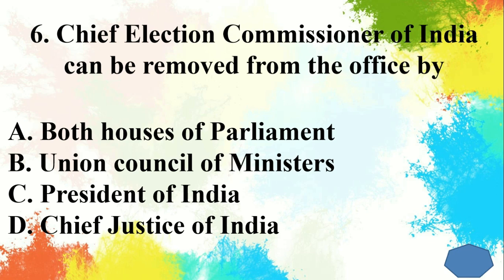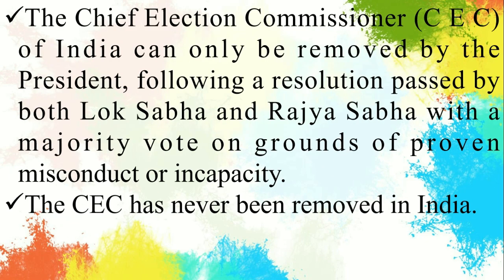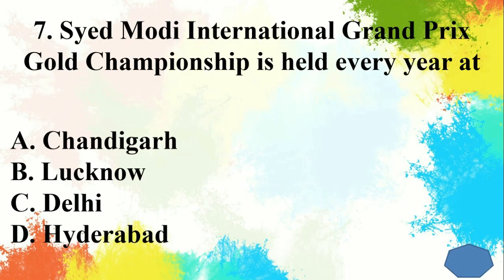Question 6. Chief Election Commissioner of India can be removed from the office. Answer: both A and B. The Chief Election Commissioner, CEC, of India can only be removed by the President, following a resolution passed by both Lok Sabha and Rajya Sabha with a majority vote on grounds of proven misconduct or incapacity. The CEC has never been removed in India.